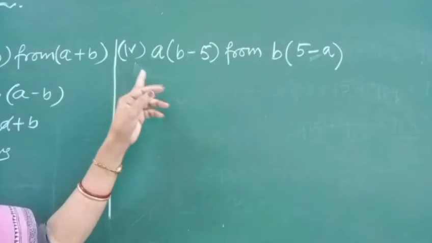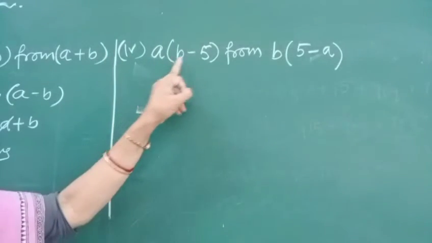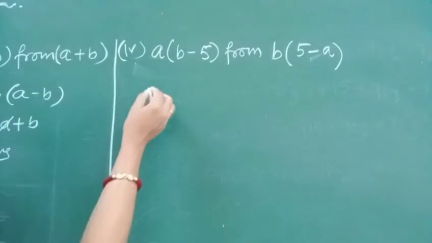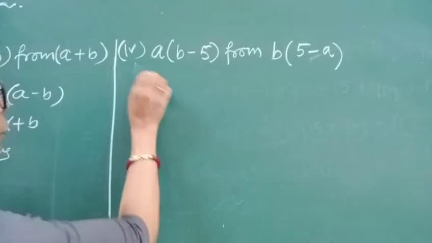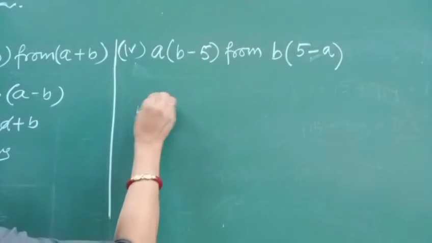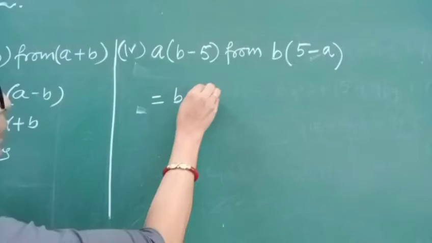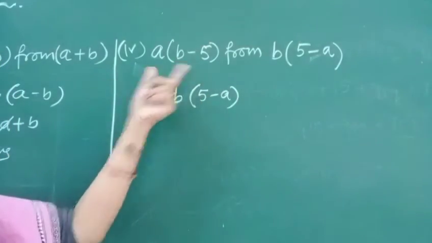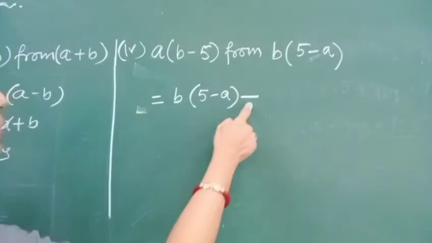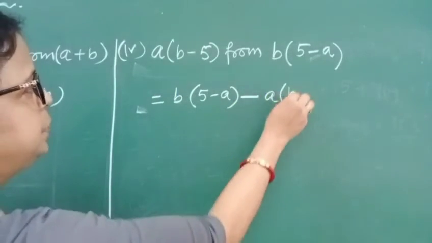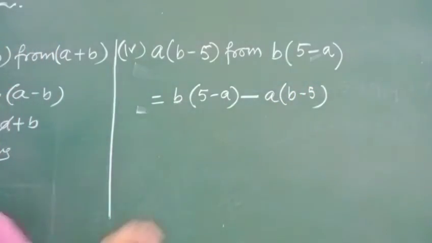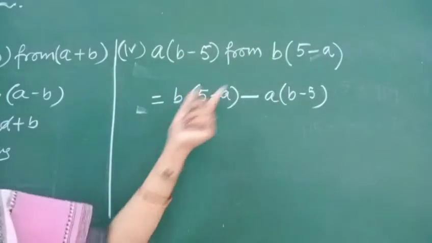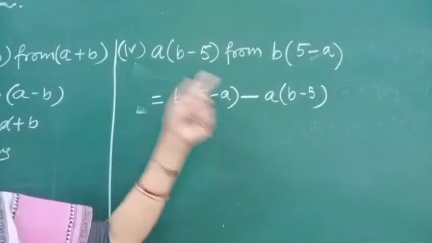Question number 4. Subtract a into b minus 5 from b into 5 minus a. So from portion, you understand that you have to write this one first. So b into 5 minus a. From this one you are subtracting this portion. So subtraction, minus sign, a into b minus 5. So b into 5 minus a I have written first, then minus sign and this one.